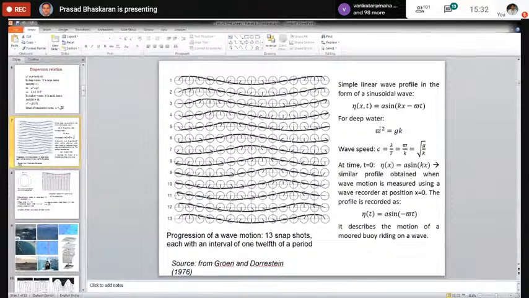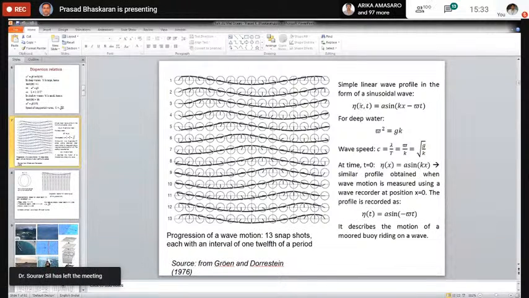If you see this equation that I've given, this equation is the solution of the wave equation. It is a functional dependence of two parameters, x and t. If I take the time t equal to 0, then the equation becomes zeta of x is equal to a sine kx. Now, this is very similar to the wave motion recorded by a wave rider buoy, because a wave rider buoy, which is an instrument that measures the waves, has its position fixed. That means your x is fixed. So when your x is fixed, it becomes zeta of t is equal to a sine minus omega t. It gives the oscillatory motion of the wave profile.